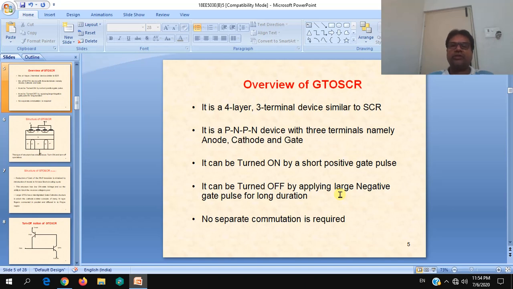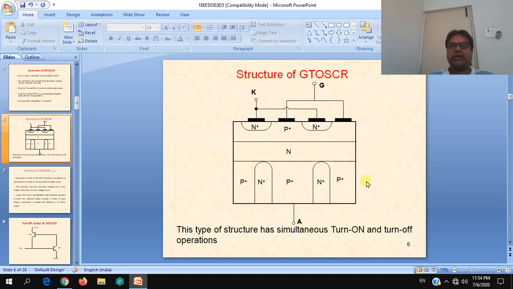And to turn off the SCR, we have to employ different methods called turn off methods of SCR, which are named commutation methods, which are again categorized into different commutation methods, which we will be discussing in the sessions after discussing the devices. So commutation circuits of SCR will be discussed later. When it comes to GTO SCR, that commutation problem or turn off problem is not there. No separate commutation is required.